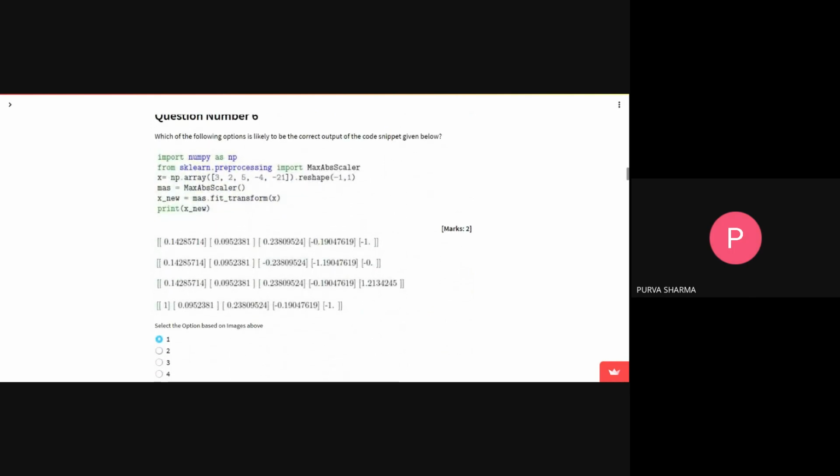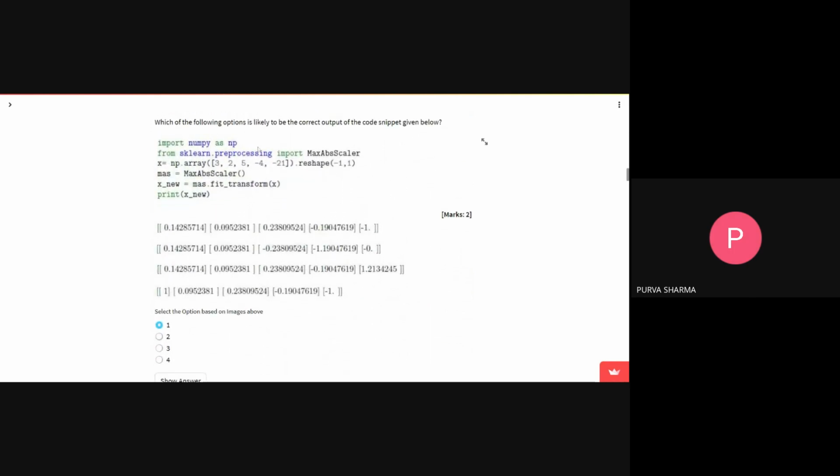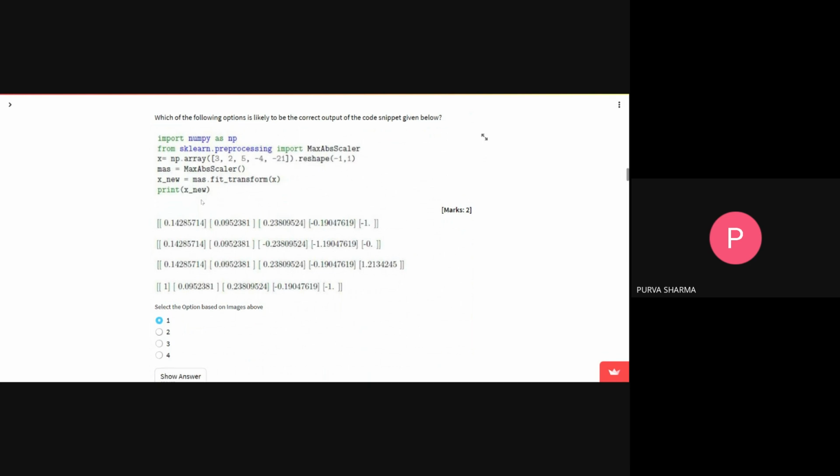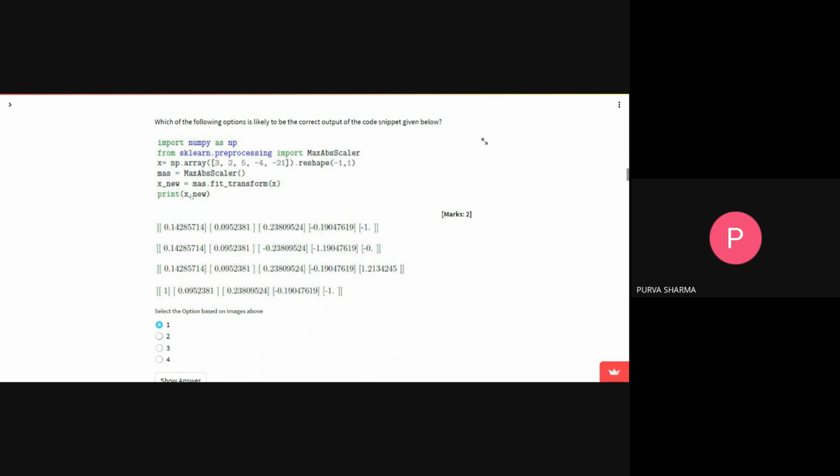Yeah. So the next question now: which of the following options is likely to be the correct output of the following code snippet? Import numpy as np. Then we are using MaxAbsScaler. This is the array. We are reshaping it to -1, 1. Then we are using fit_transform on this X. Now what should be the answer to this? Is reshape giving a 2D array, is that correct?